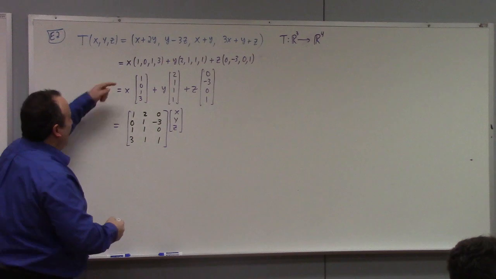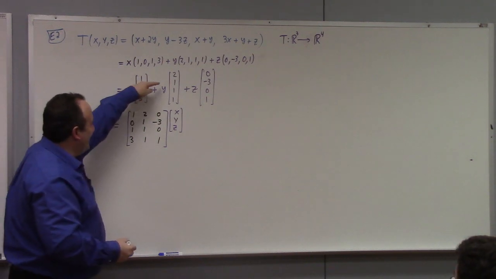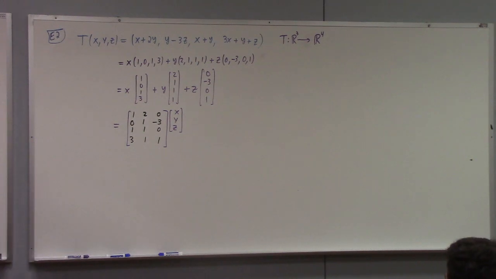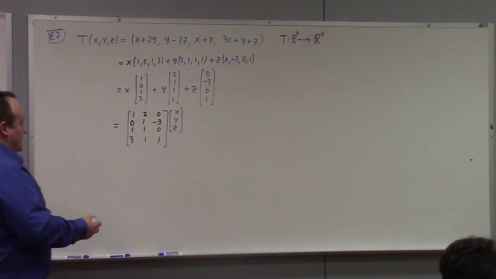I mean, I would say the first column is this. The second column is that. The third column is that. But you guys are reading me the first row. That's fine. We do have a habit of reading rows sometimes. Anyway, there it is. So what does this mean?